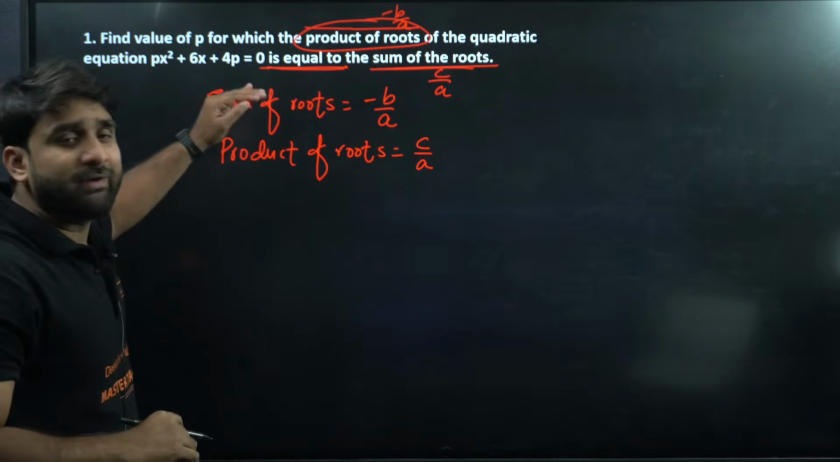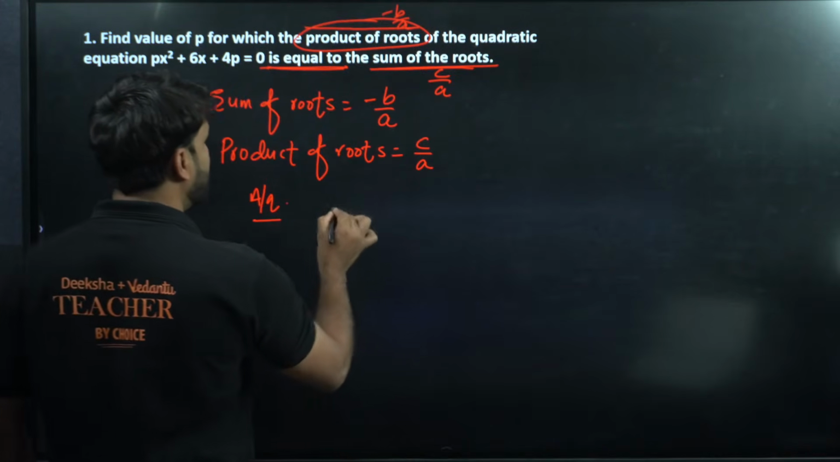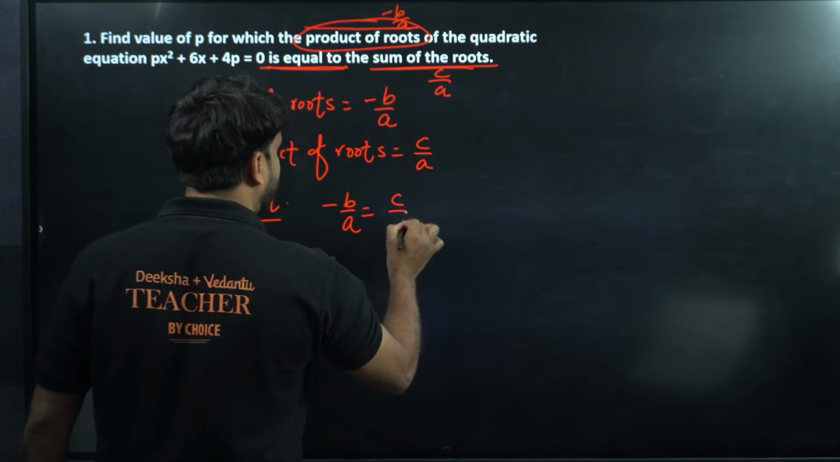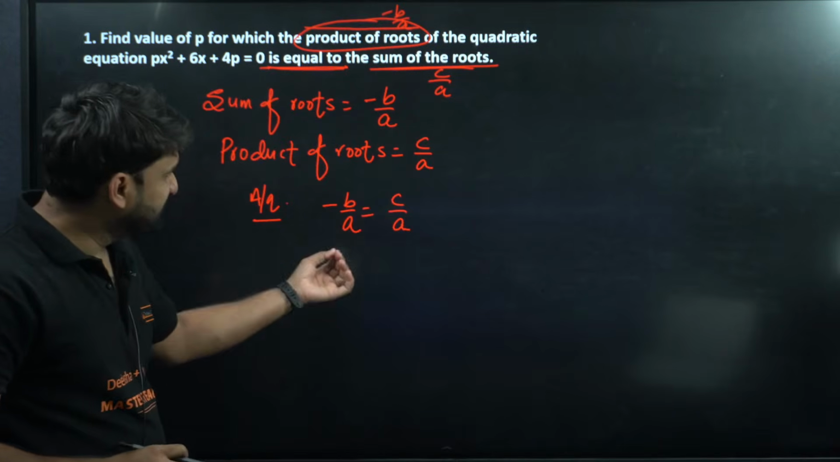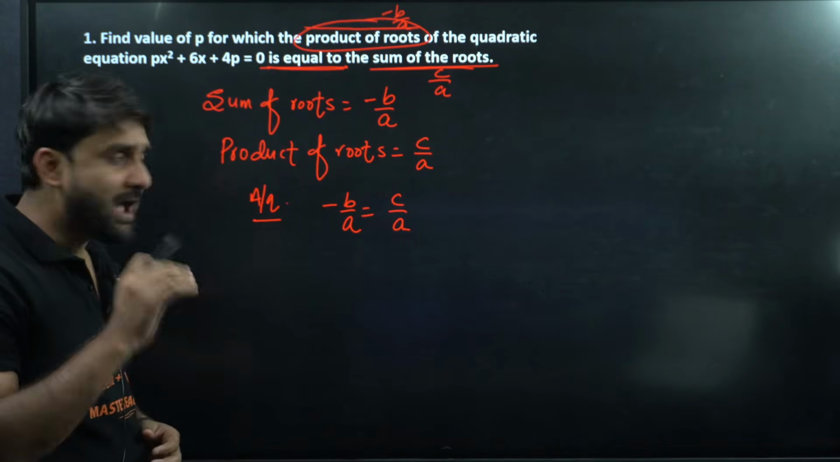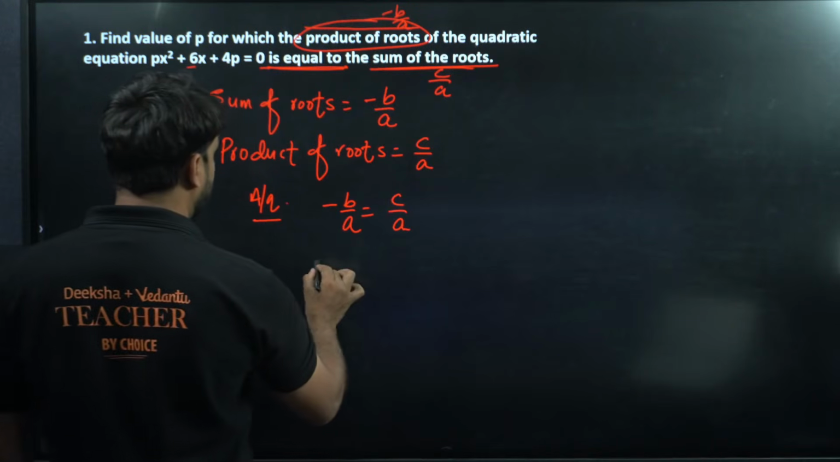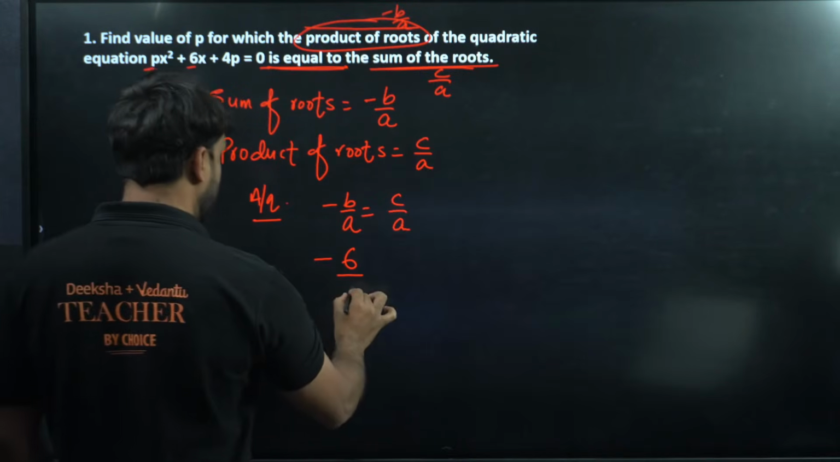According to the question, minus b by a, which is the sum of roots, is equal to the product of roots, which is c by a. Minus b by a is equal to c by a. Now where is b? b is 6, so we can write minus 6 divided by a, and a is p here.